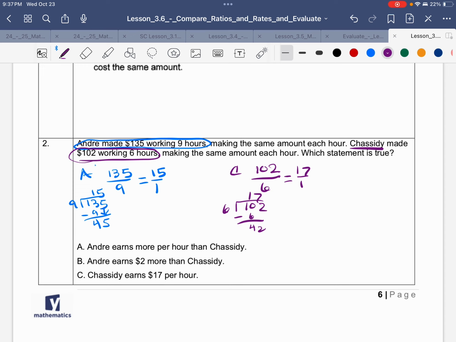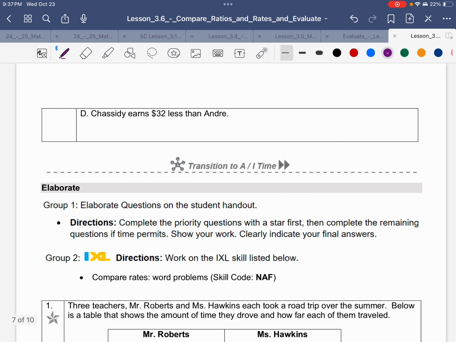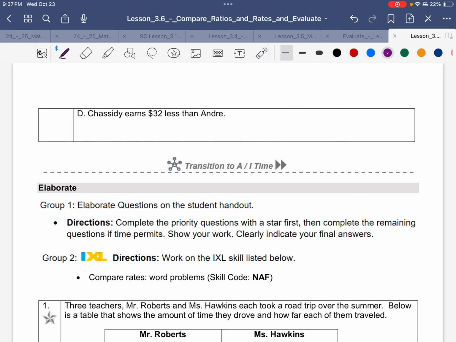So look, I can already see C. That's true. Andre earns $2 more. Nope, he's actually 2 less. Andre earns more. Nope, he's actually 2 less. So it looks like it's going to be C. Let's see if there's another answer choice. Yep, Chastity earns 32 less. Nope, that's wrong. We found our answer.